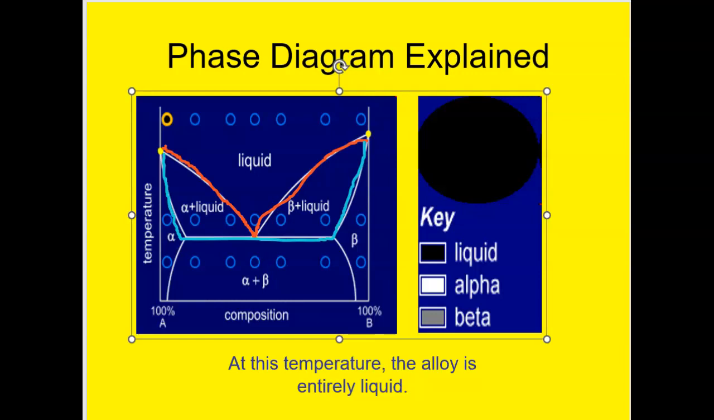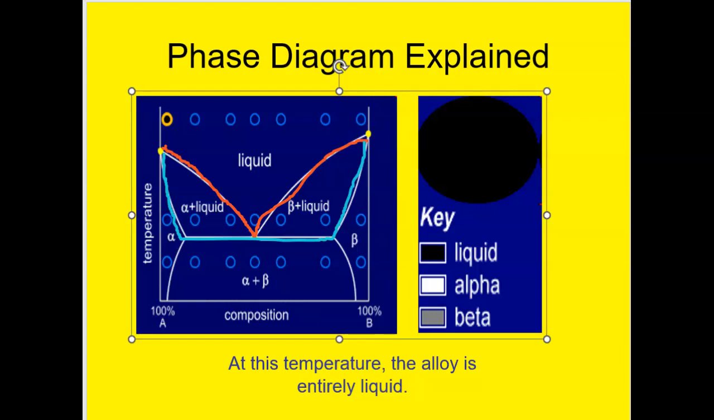Is this any material? It's just a generic phase diagram, but every material has its own phase diagram. On this axis, there is 100% A. So it's pure A. On this axis, it's 100% pure B.